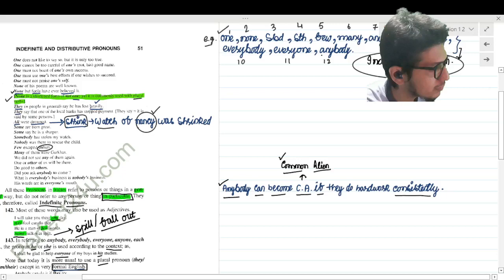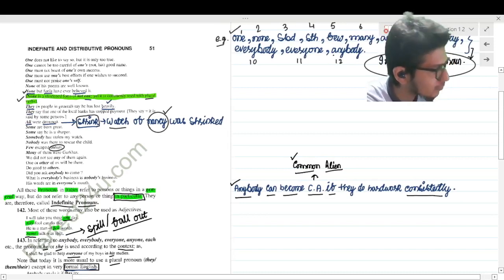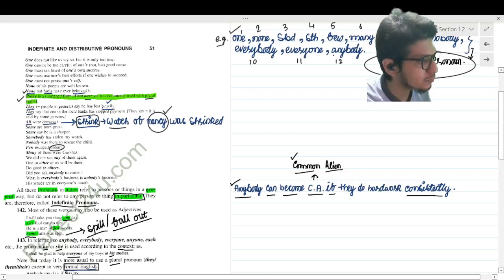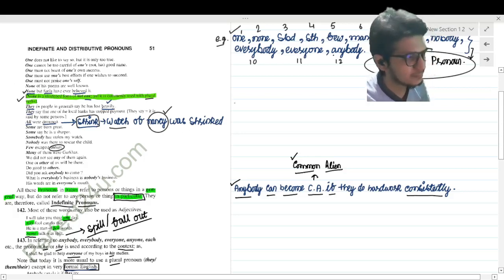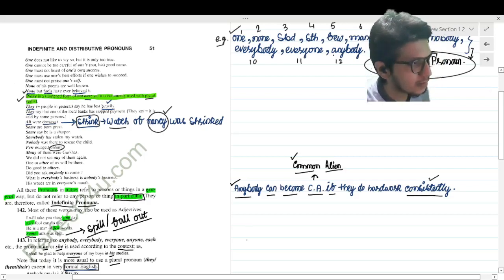All these pronouns in italics refer to a person or thing in a general way, but do not refer to any person or thing in particular. They are therefore called indefinite pronouns. Anybody can become a CA if they do hard work consistently. Here, anybody is the indefinite pronoun.